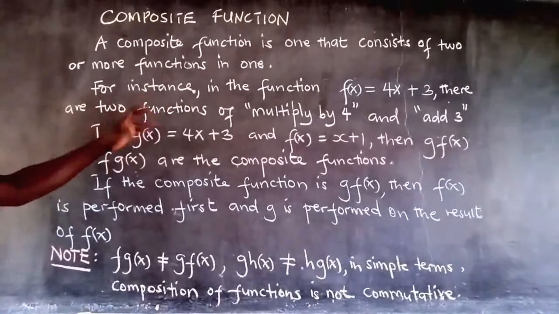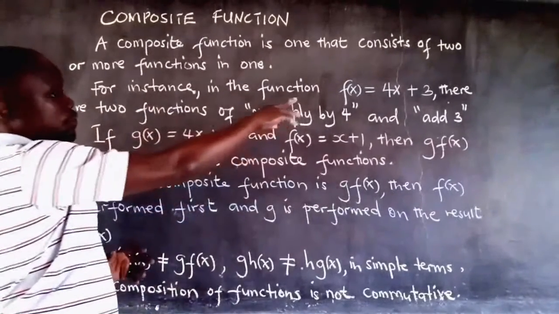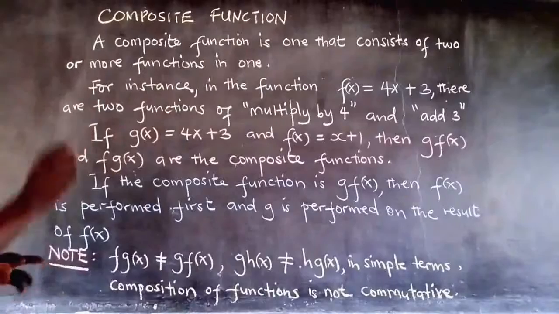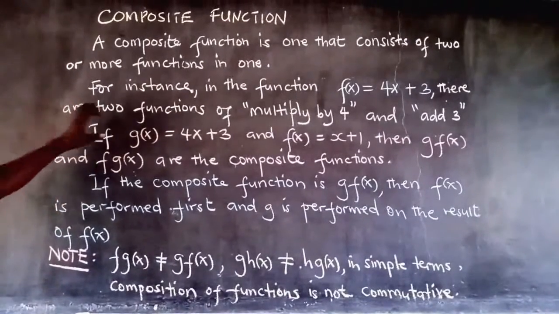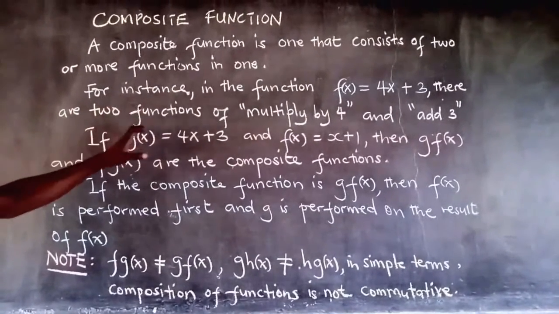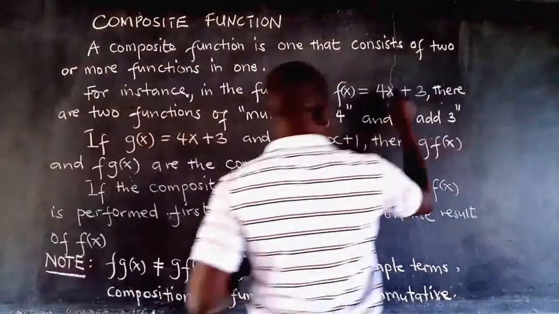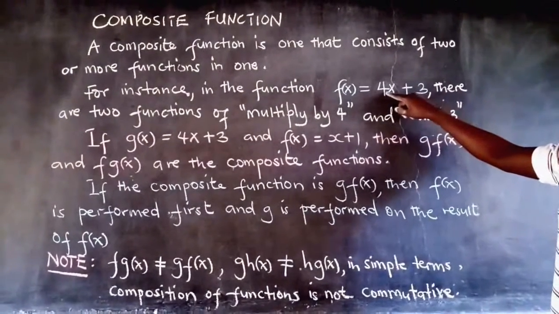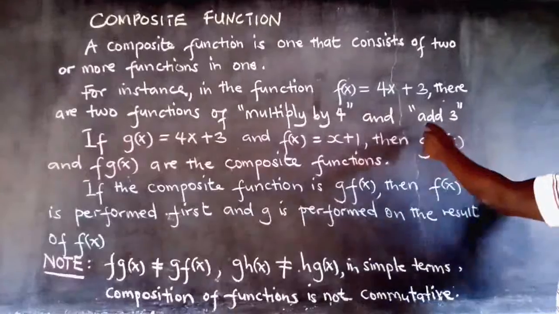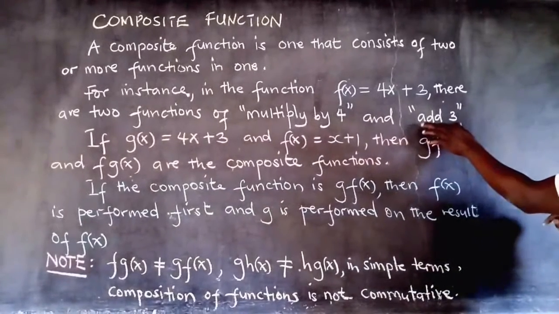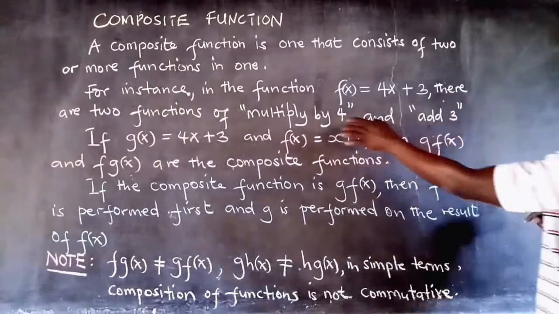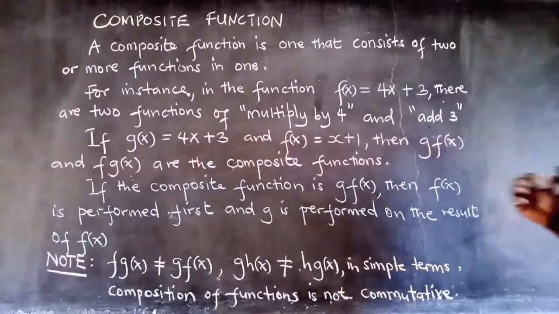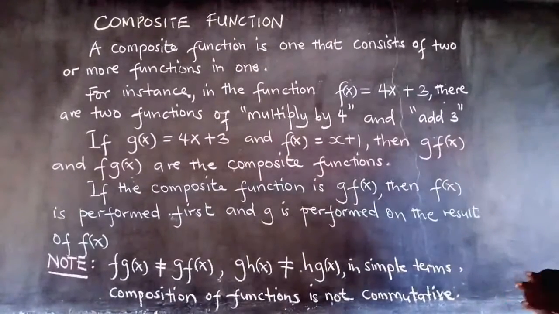For instance, if you had a function f of x equal to 4x plus 3, there are two functions in this case because we are multiplying by 4 and we have addition of 3. So we have two functions in one. That could be termed as composite.